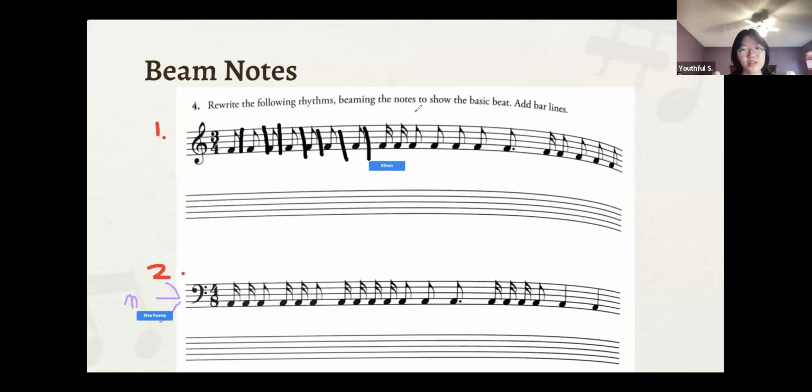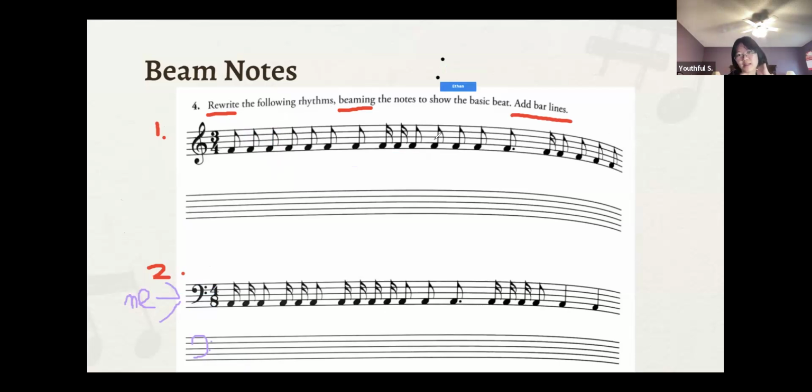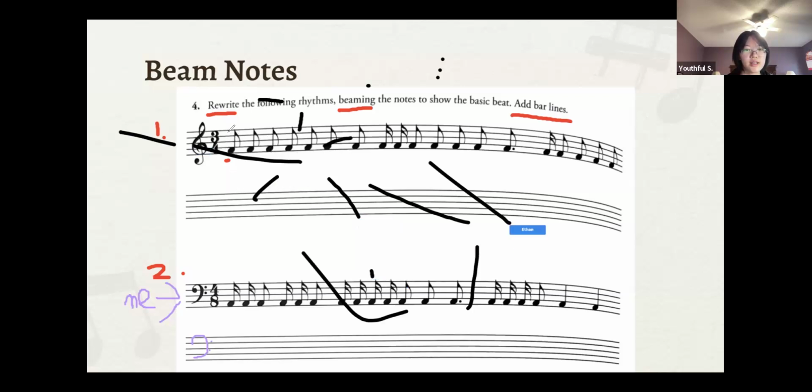Don't just draw lines between them. So you have to rewrite it. Rewrite, beam, and then add bar lines, or you can add bar lines first if you need to organize yourself. What's beaming? So basically, if you notice, all of these notes are one by one. Don't change the time signature. All it wants you to do is connect some of the notes with a beam. So for example, I'm totally not giving away the answers. For example, you could do that.